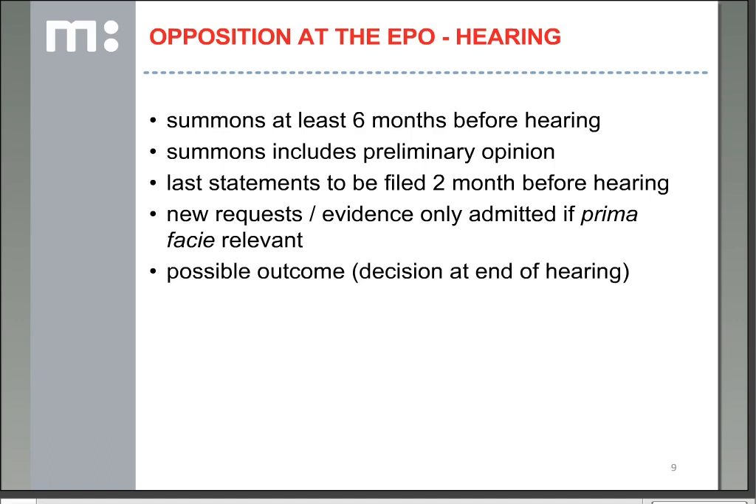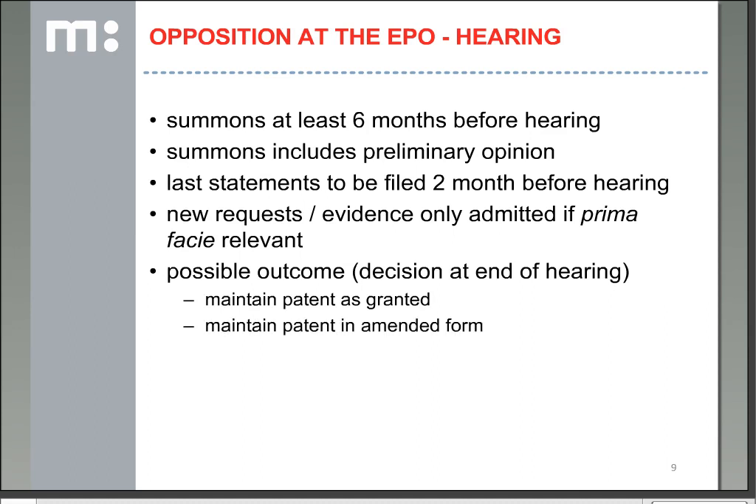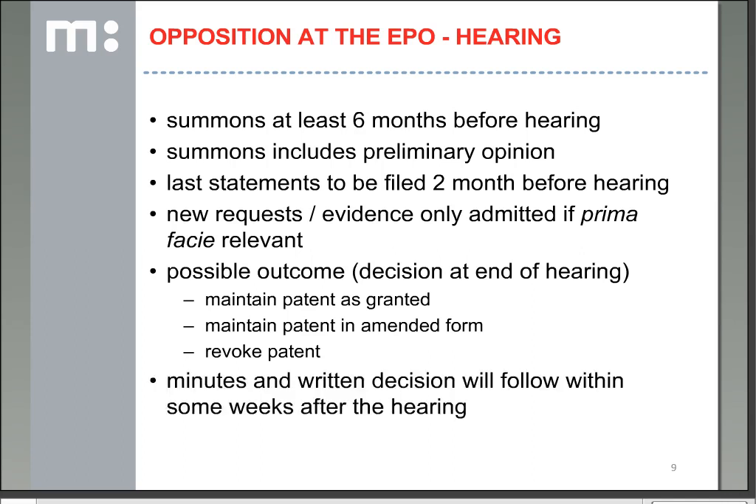At the end of the hearing, there will be a decision, and usually the decision will be either the patent will be maintained as granted, so the opposition is rejected, or the patent will be maintained in amended form according to one of the requests filed by the patentee, or the patent will be revoked. And after the oral proceedings, you will receive the minutes of the oral proceedings and a written decision, and that will follow within some weeks after the hearing usually.